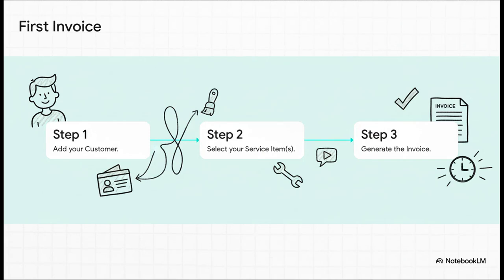And here's where it all comes together. See how those last 2 steps pay off? Creating an invoice is now just a simple 3-step dance. You pick your customer, you select the service items you already made, and boom, generate the invoice. Done! A perfect professional invoice is ready to go in literally seconds.